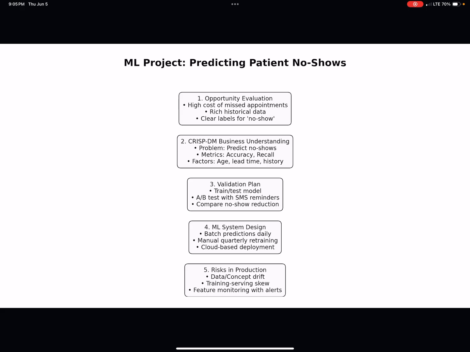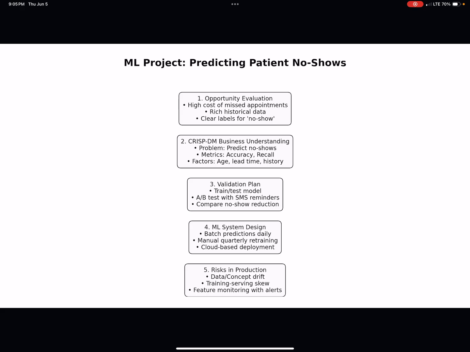So as far as the machine learning system design, there are three key decisions here. One would be batch versus real time. I would use batch predictions generated daily. That's sufficient for next-day appointment prep. Number two would be manual versus automated retraining. I would retrain manually every quarter to monitor for drift and maintain simplicity early on. You want to keep it as simple as possible.